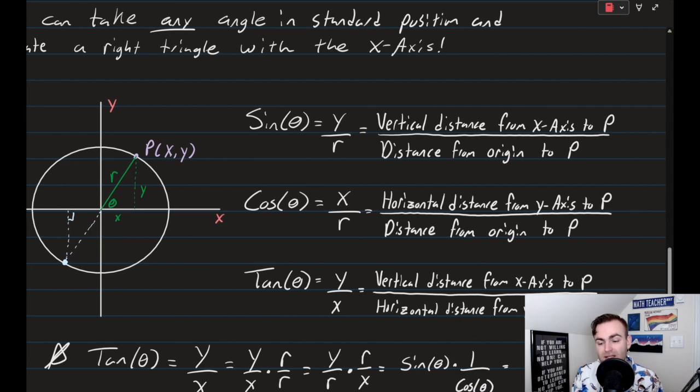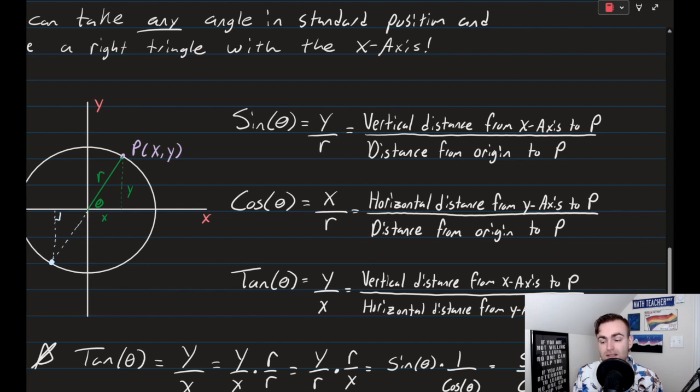And therefore we can find the sine, which would be the vertical distance divided by the true distance, the cosine, which is the horizontal distance divided by the true distance, and then the tangent, which is the vertical distance divided by the horizontal distance. Same idea that came from those right triangle trig definitions that we just talked about.